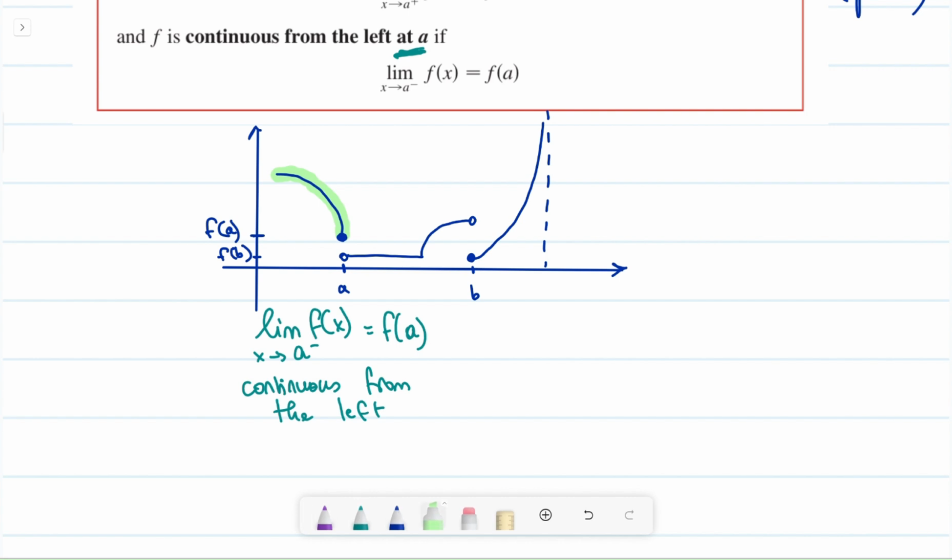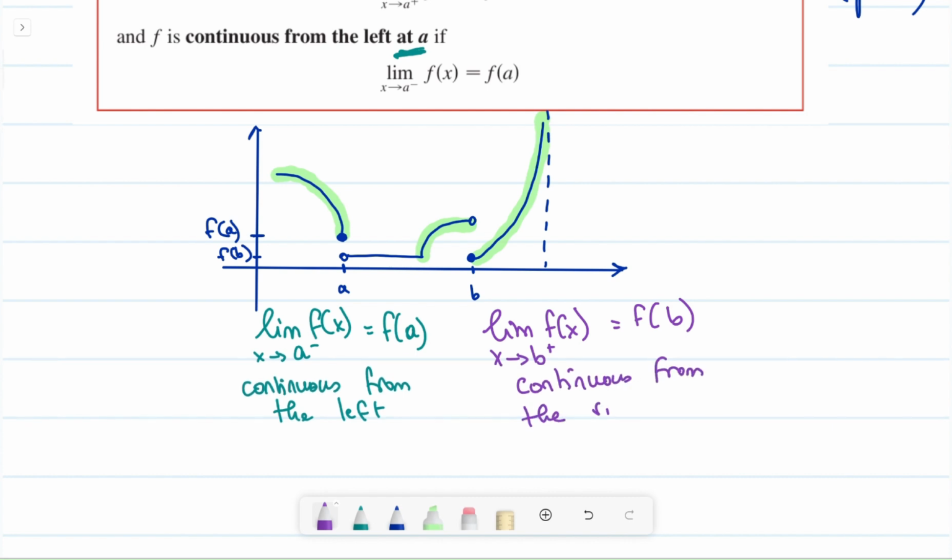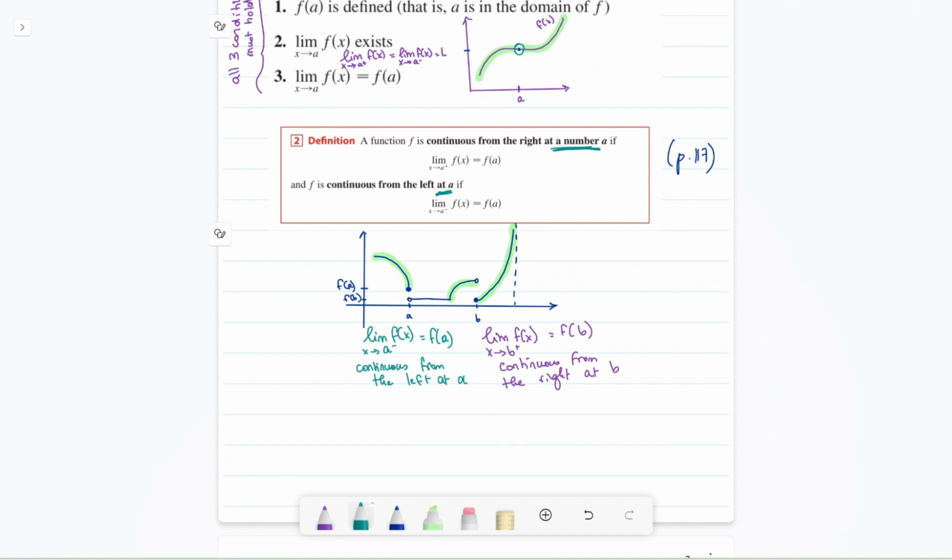Now let's look at point b. If we approach point b from the left, we do not get f of b, but if we approach point b from the right, we get f of b. So let's write this down. The limit of f of x as x approaches b from the right is equal to f of b. So the function is continuous from the right at b. And in the previous example, we can add here at a. So this is what we call left and right continuity.